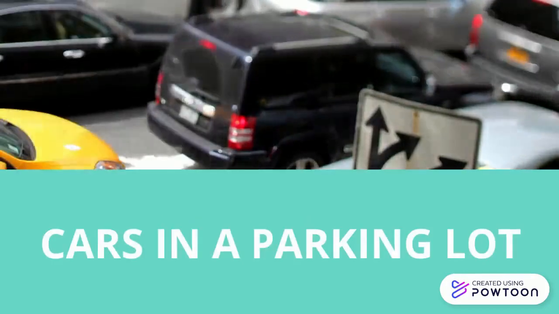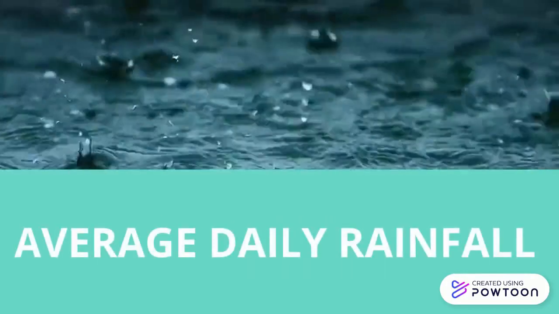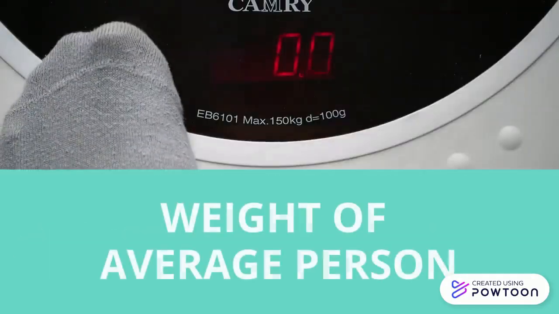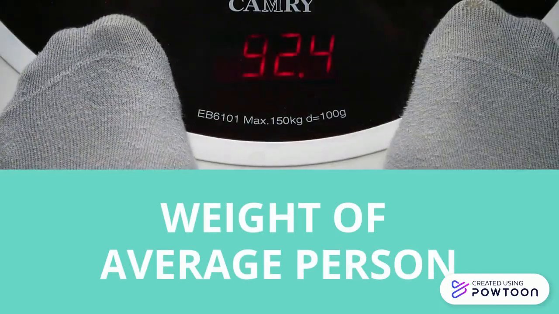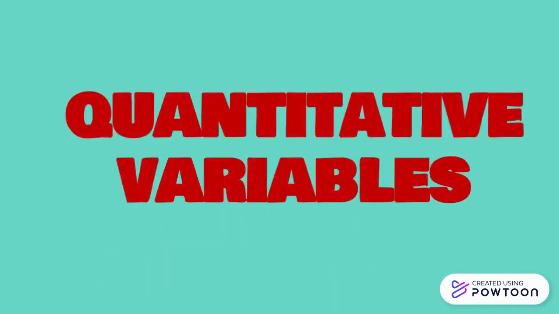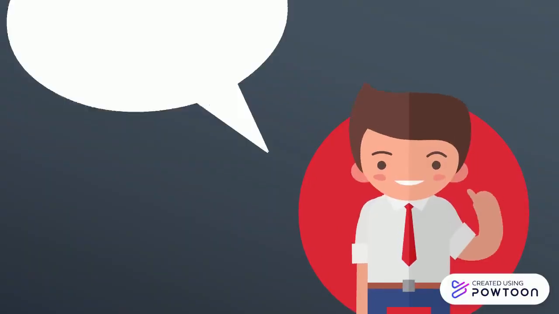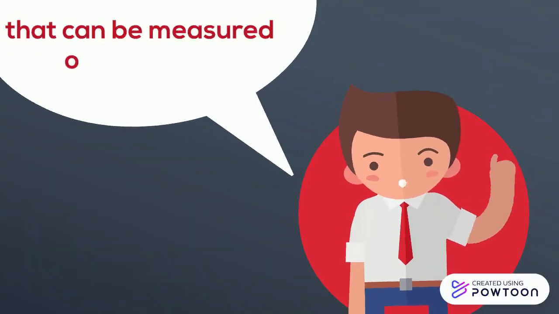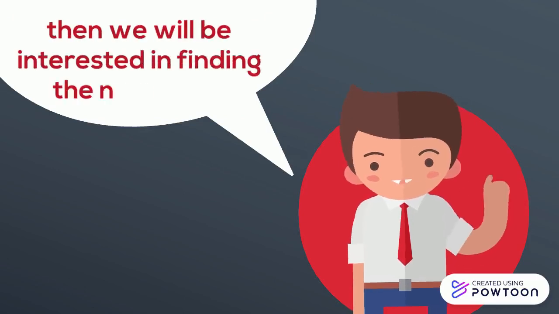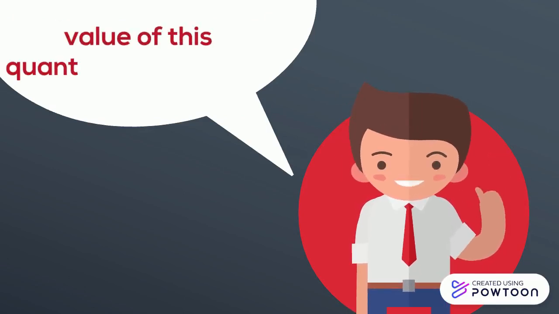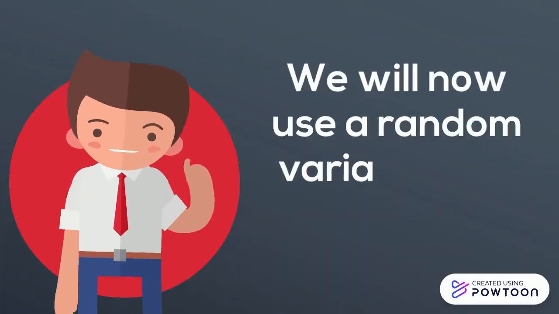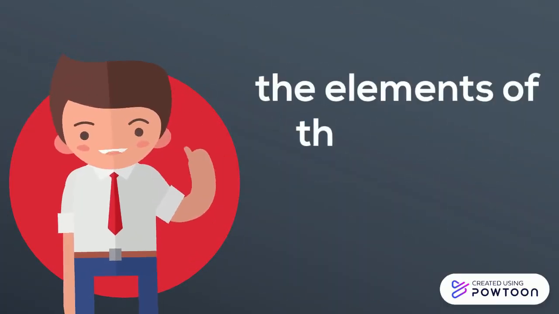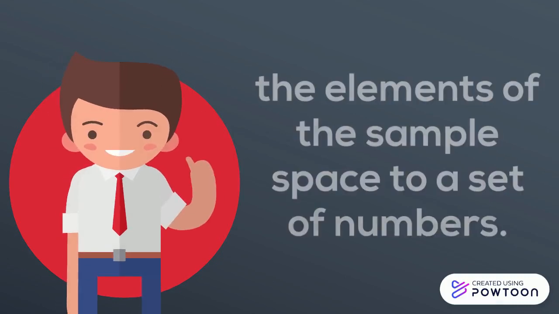The number of cars in a parking lot, the average daily rainfall in inches, and the weight in kilograms of an average human person are all examples of quantitative variables. If we let x represent a quantitative variable that can be measured or observed, then we will be interested in finding the numerical value of this quantitative variable. We will now use a random variable that maps the elements of the sample space to a set of numbers.